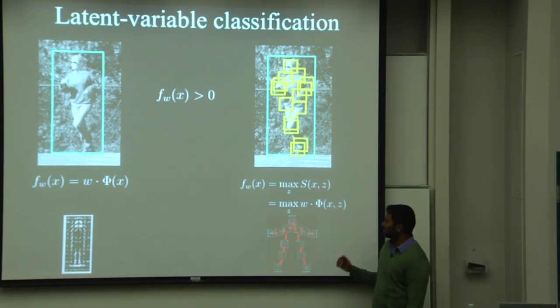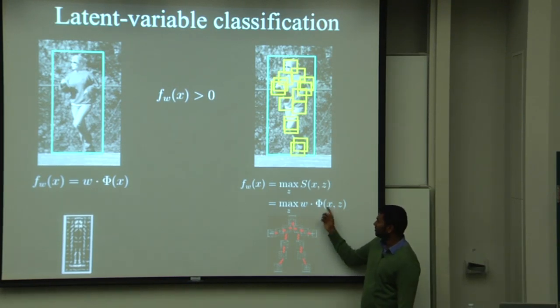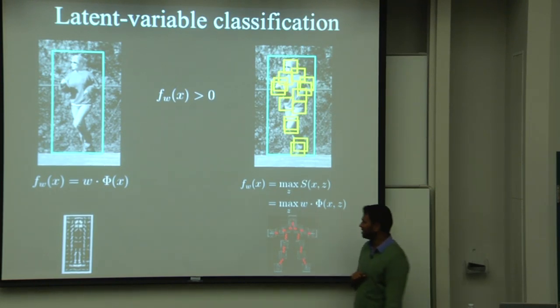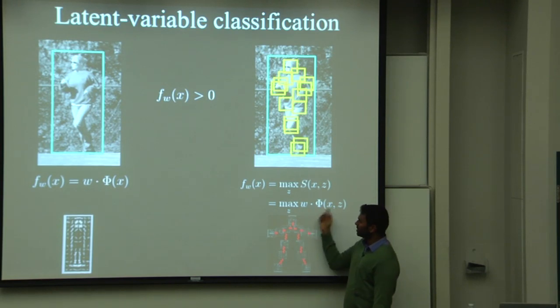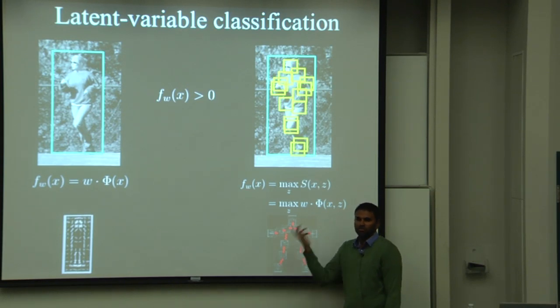So in some sense, I think this is one way to factor out nuisance variables at test time. So I would call this latent variable classification, but this by itself doesn't necessarily mean that Z's have to be latent at train time. In fact, I talked about the first training method where you're told where the parts are at train time.